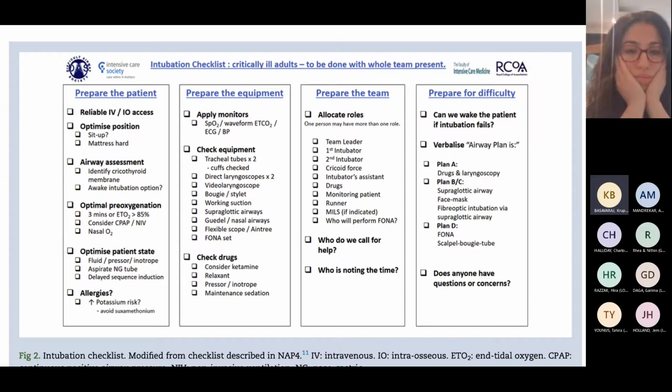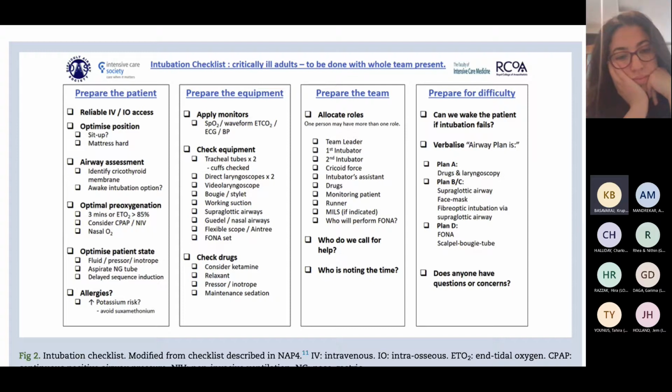You can prepare the equipment, that is, basically apply monitors. Basically what we need is pulse oximeter, a waveform end-tidal carbon dioxide, ECG, blood pressure. This is something which is very vital to all of us, and we want to see these on the monitors. Check your equipment, have at least 2 tracheal tubes with their cuff checked, 2 direct laryngoscopes, working. As I said, most of us these days fancy using a video laryngoscope so that everybody is seeing what you are doing and everyone can give their opinion if you think the tube is not in place. So video laryngoscope does play an important role.